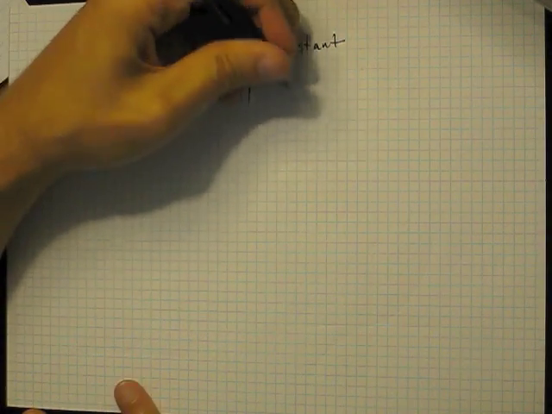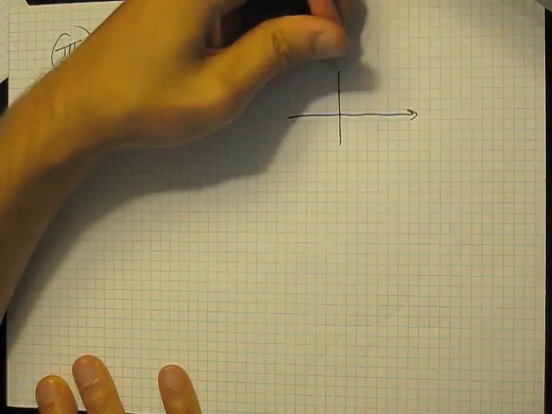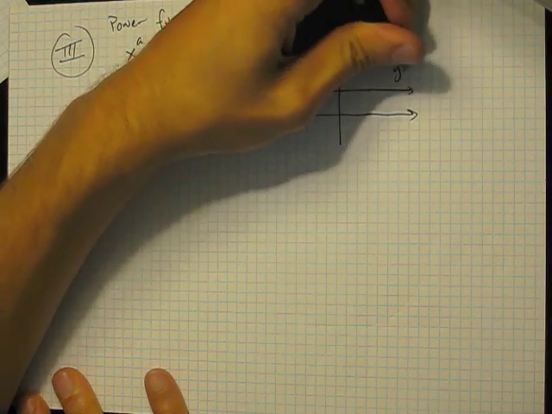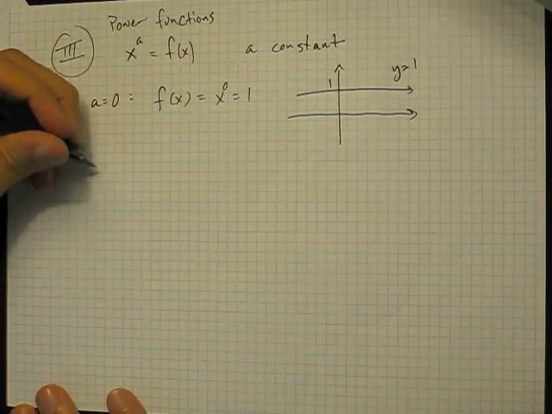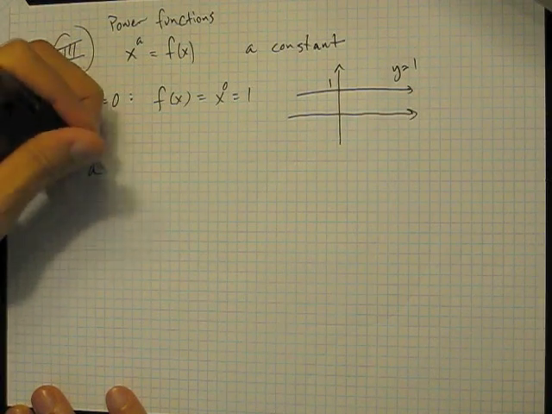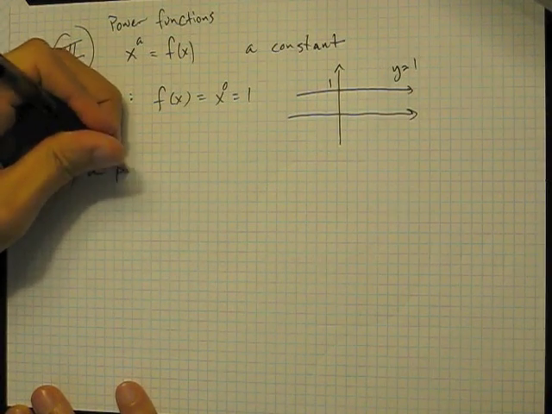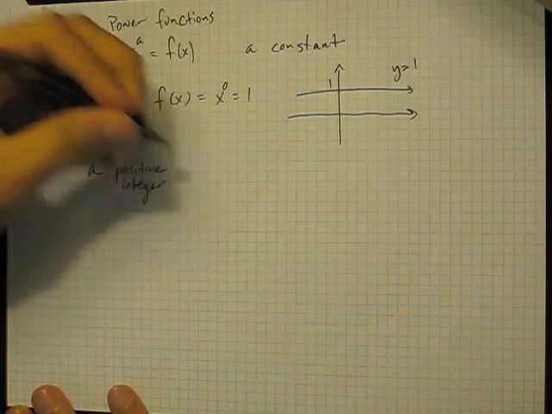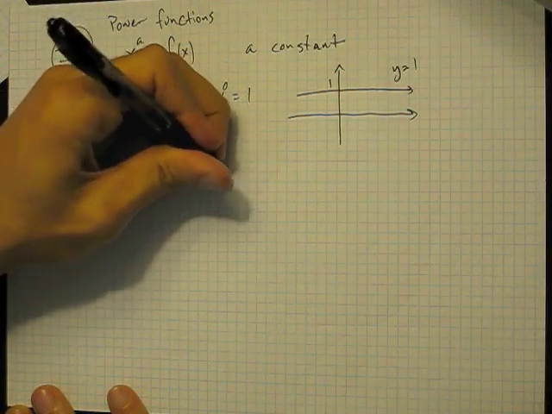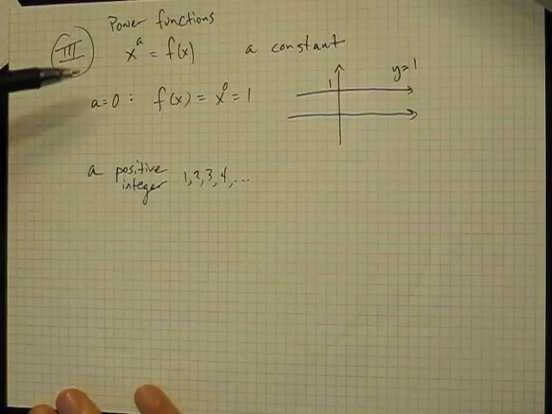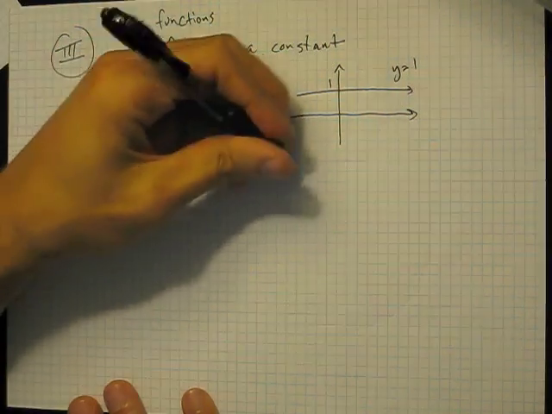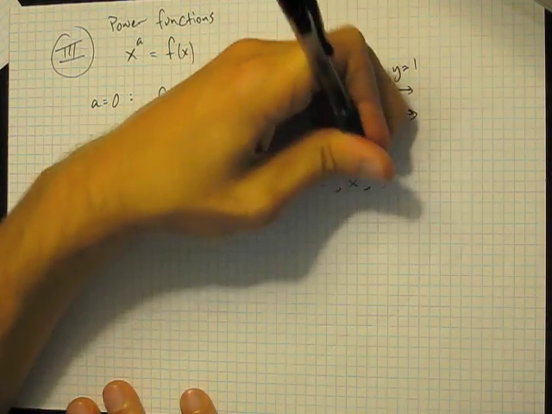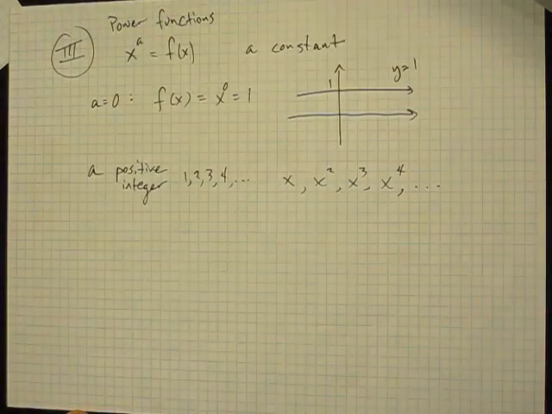And so this is just a graph that has height 1. When a is a positive integer, like 1, 2, 3, 4, 5, and so on, then it just looks like what we had before. There's x to the 1, x squared, x cubed, x to the 4th, and so on.